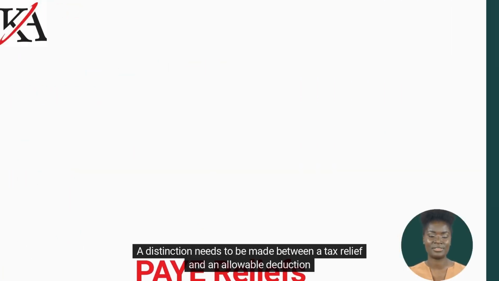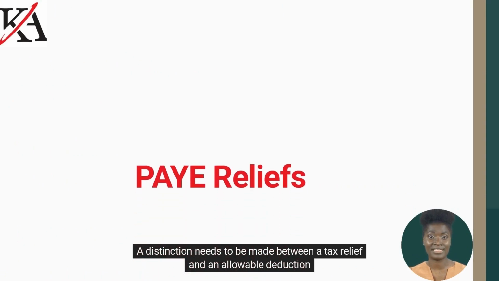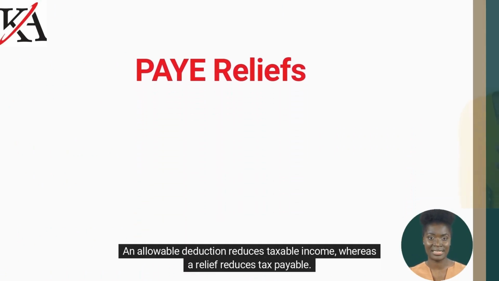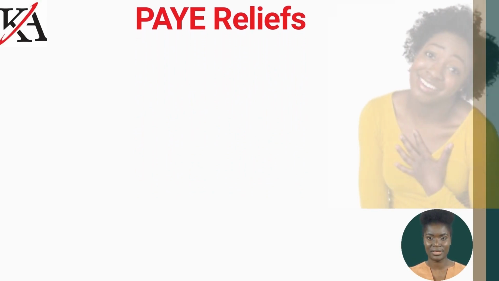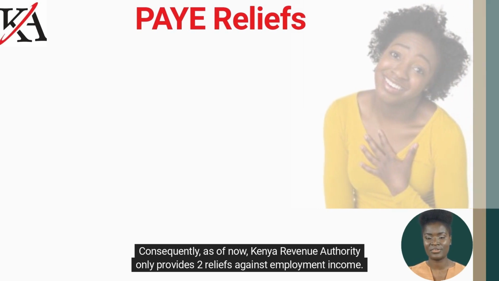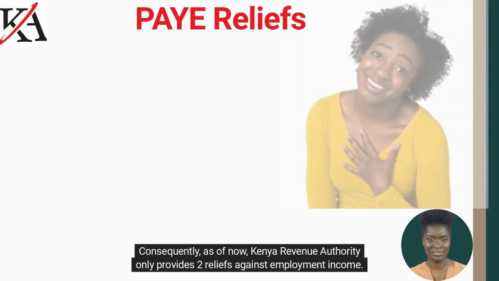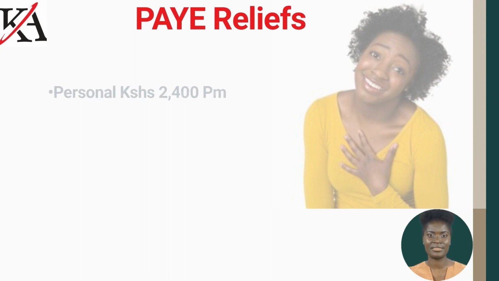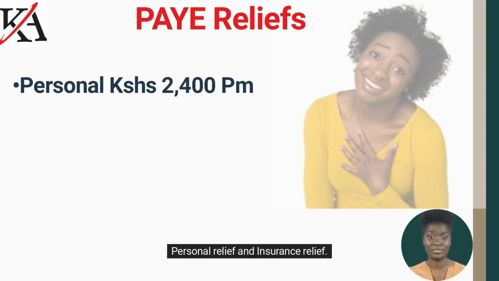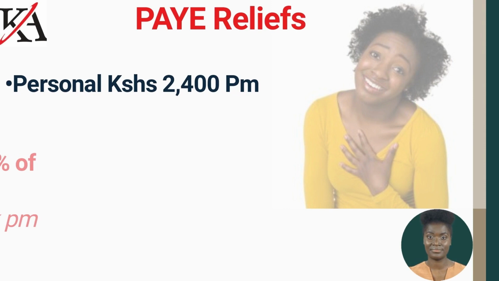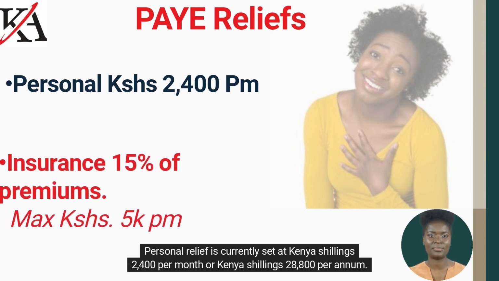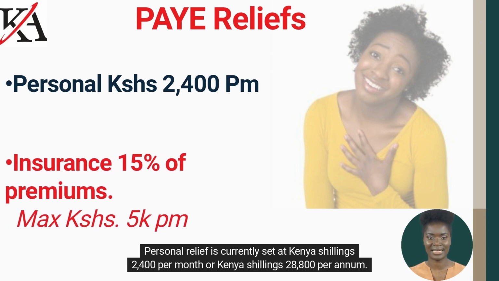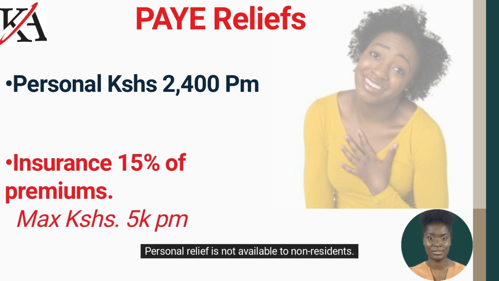A distinction needs to be made between a tax relief and an allowable deduction. An allowable deduction reduces taxable income, whereas a relief reduces tax payable. Consequently, as of now, Kenya Revenue Authority only provides two reliefs against employment income. These are personal relief and insurance relief. Personal relief is currently set at Kenya shillings 2,400 per month or Kenya shillings 28,800 per annum. Personal relief is not available to non-residents.